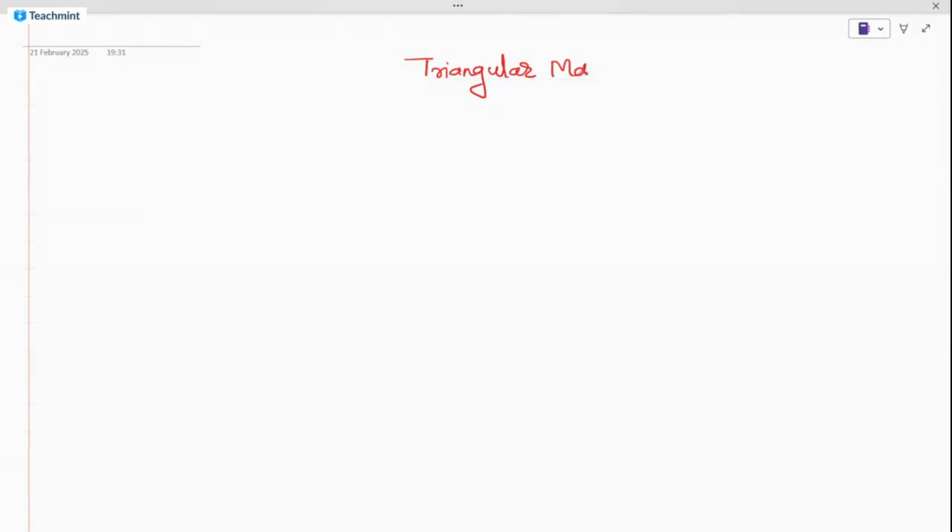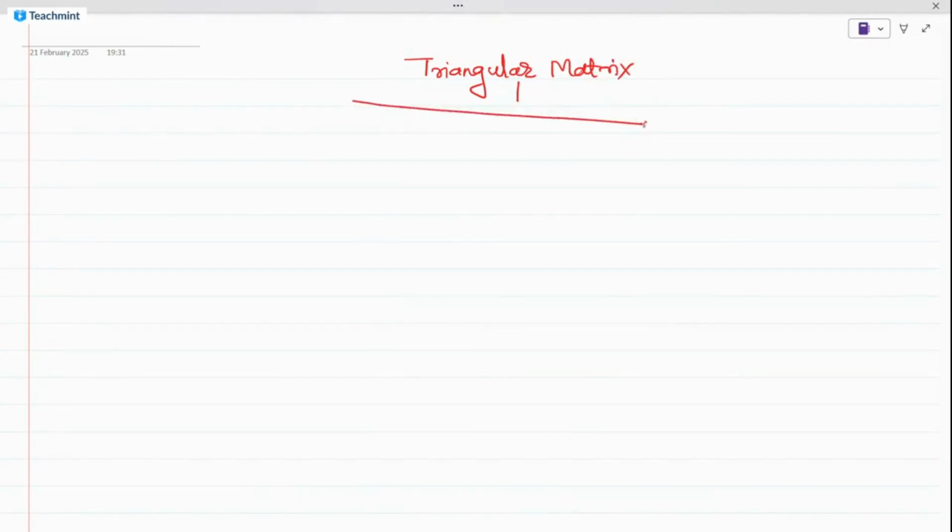You know already, as we start the linear algebra, in that we are going to discuss the triangular matrix. Triangular matrix has two types. First one is the upper triangular matrix, and second one is the lower triangular matrix.